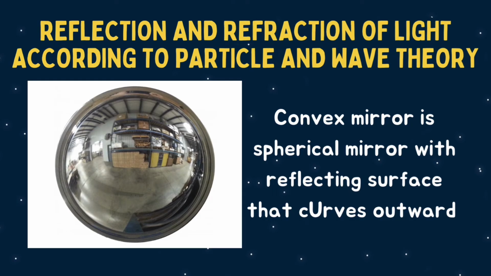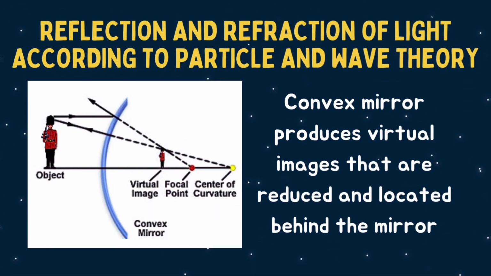A convex mirror is a spherical mirror with a reflecting surface that curves outward, resembling a portion of the outside of a ball or sphere. Light rays parallel to the optical axis are reflected from the surface in a manner that they diverge from the focal point, which is behind the mirror.